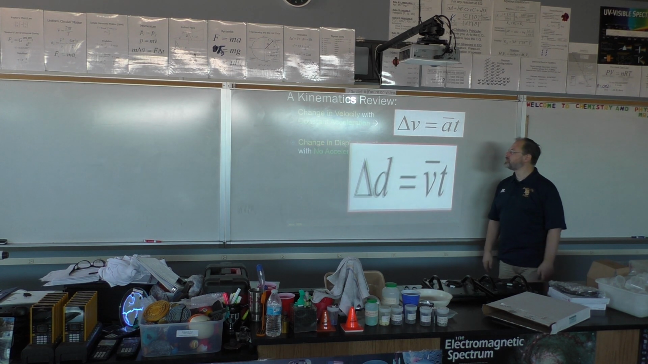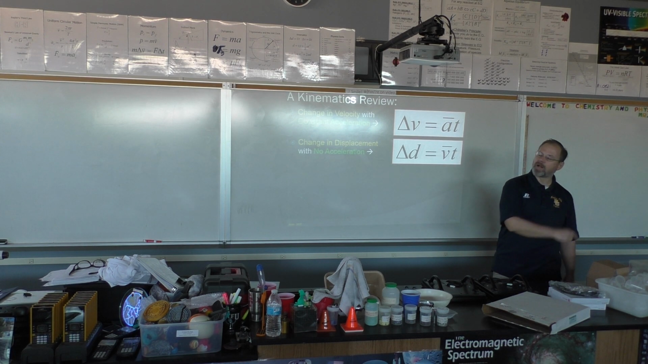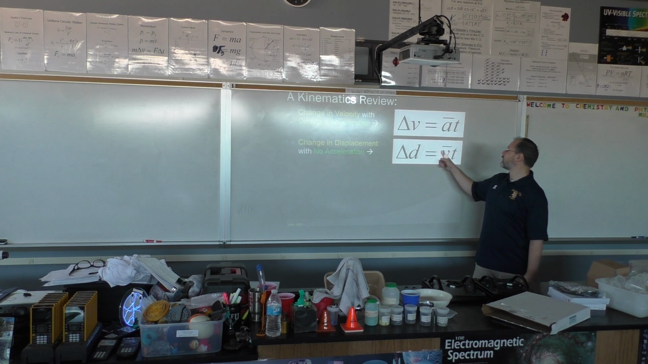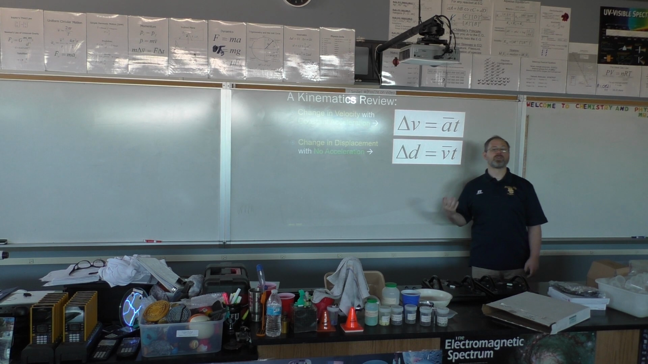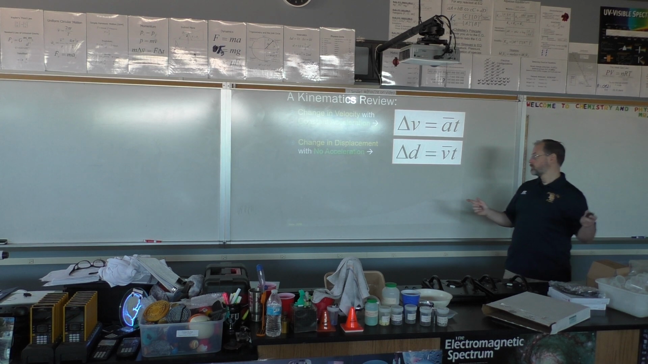And when can you use displacement equals velocity times time? When you have a constant velocity or you have an average velocity. V bar means average. You cannot use this when your velocity is changing and you don't know what the average is.